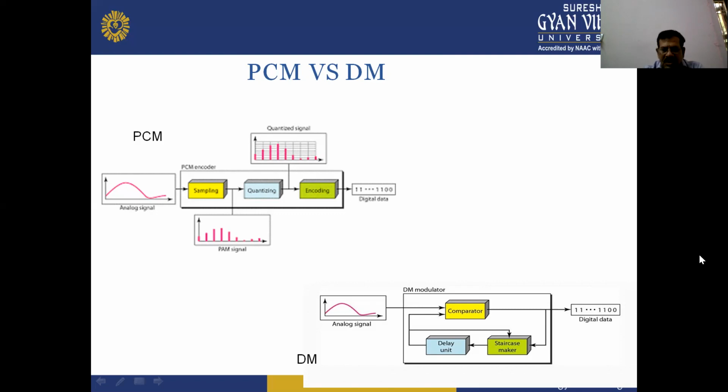So this establishes a feedback concept, and in this process the analog signal is converted into a digital signal, or 1010 form. So this is the conversion process of the delta modulation system. Now there is a comparison between the pulse code modulation system and the delta modulation system.